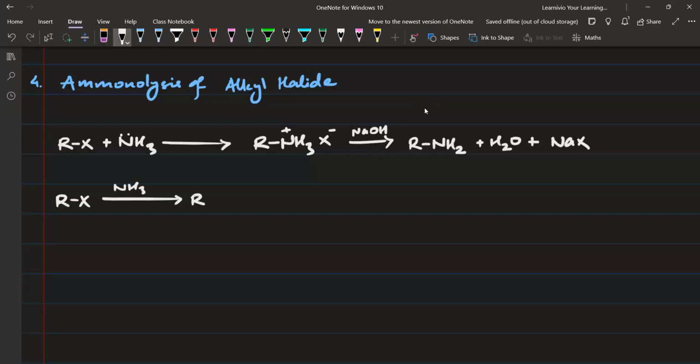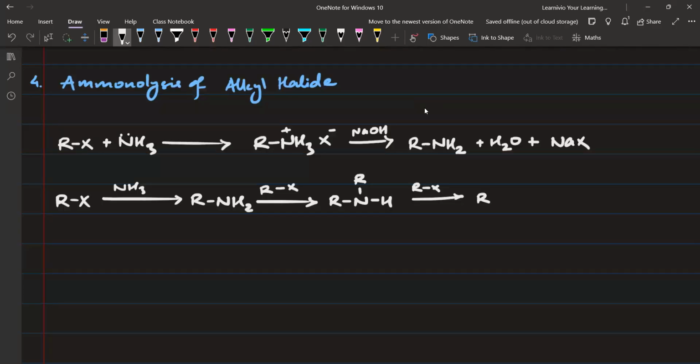Then you will get RNH2. Some of the RX will still be unreacted. So those unreacted RX and the newly formed RNH2 are going to attack again. You will get R2NH. यहाँ पे क्या मिल जाएगा? R मिल जाएगा, और यहाँ पे क्या बचेगा? H बचेगा. There will still be some of them left. Then there will be some reaction happening again.